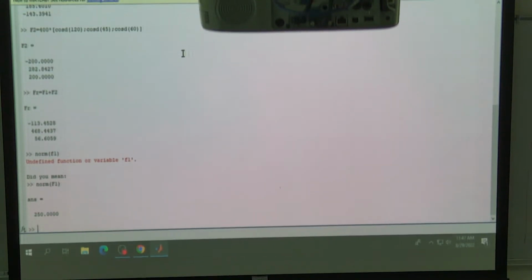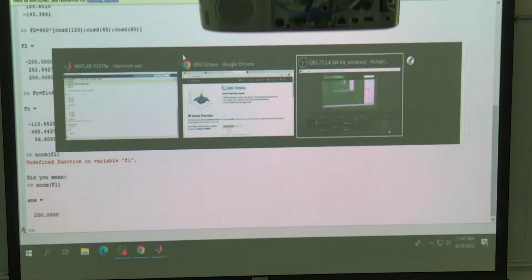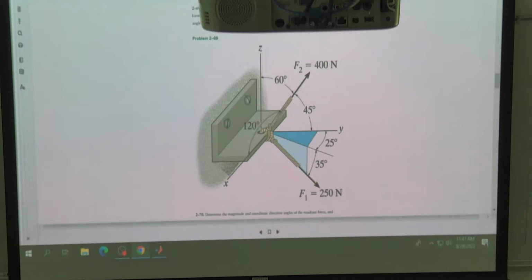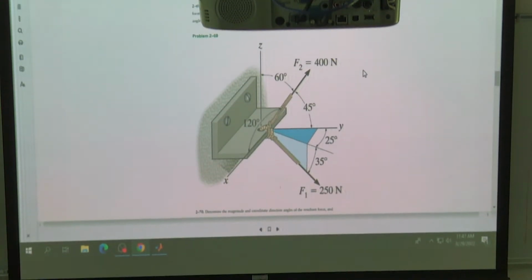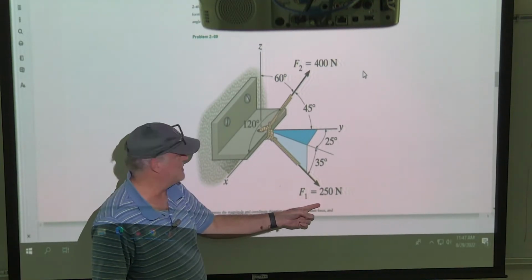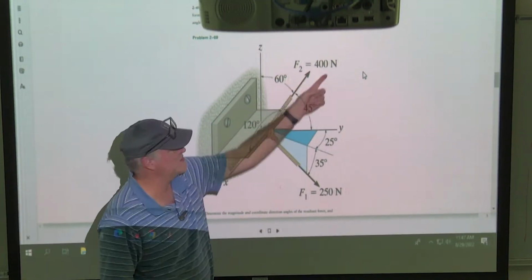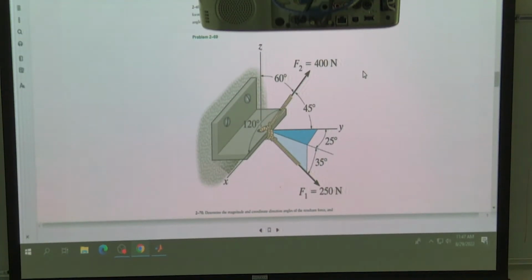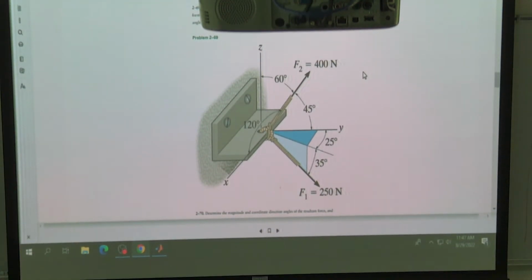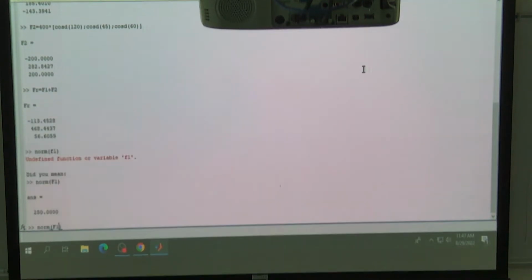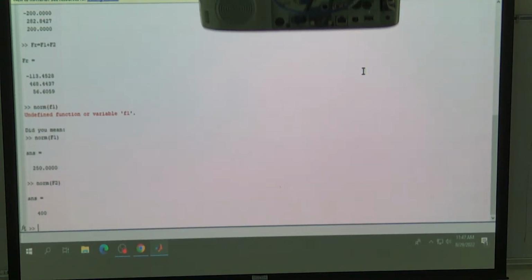Because if you look back at the problem here, maybe I'll do this. Okay, wait, there it is. But it's actually right here. Why is it? Because F1's length was 250. What do you think the norm of F2 is going to be? What is that? Square root of the sum of the squares. So if you go in here and take the norm of F2, you get 400.